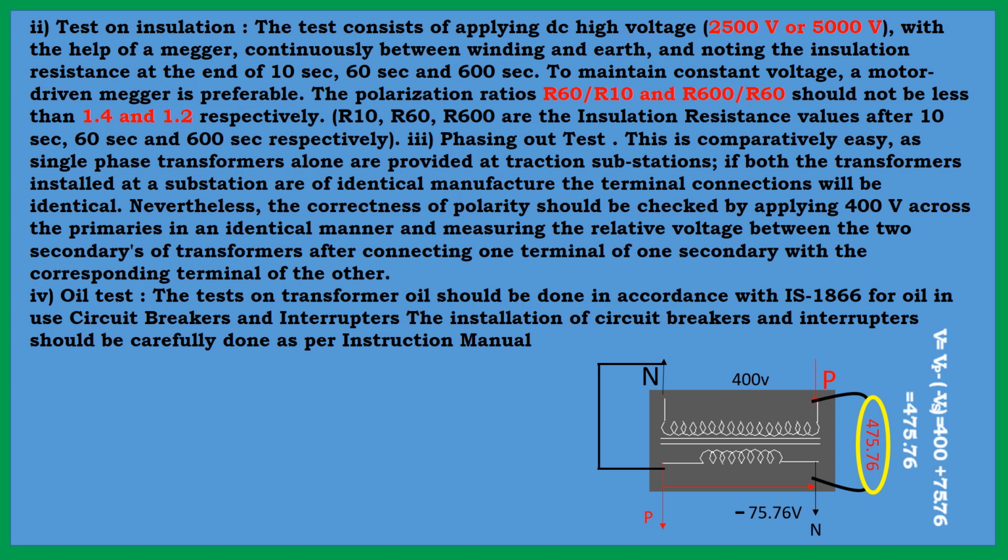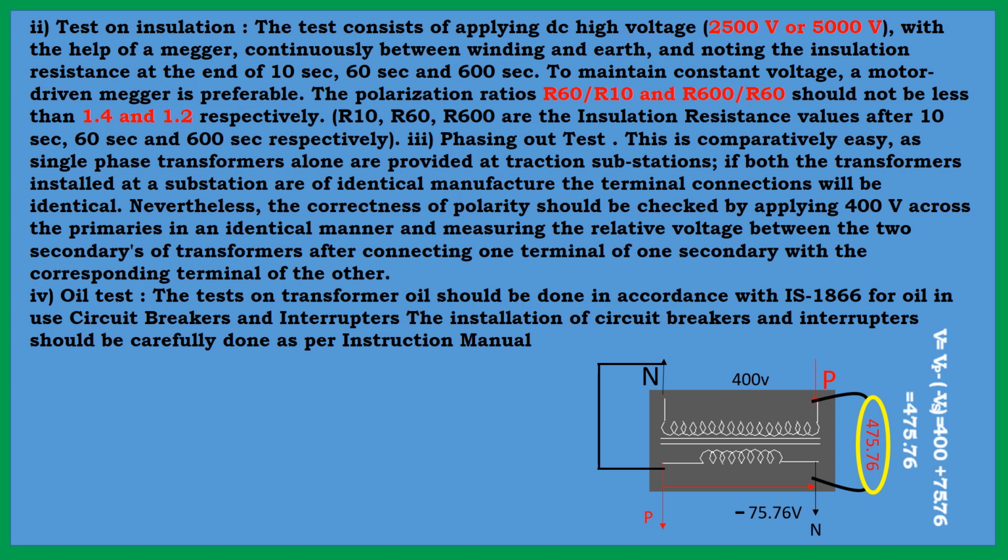Now how to check it? Apply phase and neutral 400 volt AC. Then the secondary voltage will be 75.76 volt for 100% tap. Now connect a voltmeter from the primary phase to any secondary terminal, and the other two terminals of primary and secondary will be shorted.